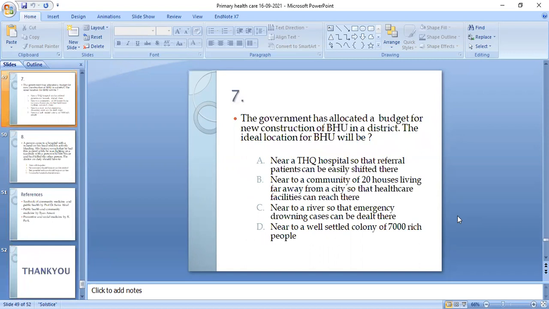The government has allocated a budget for the new construction of BHU in a district. The ideal location for BHU will be near to a THQ hospital so that referral patients can be easily shifted there, or near to a community of 20 houses living far away from a city so that healthcare facilities can reach there, near to a river so that emergency drowning cases can be dealt there, or near to a well set up colony of 7,000 residents. Yes, D is the correct option because in primary healthcare, the services are provided on the basis of equity.